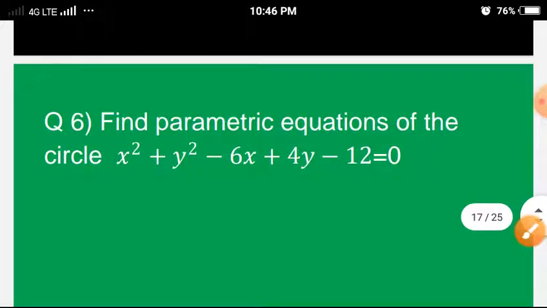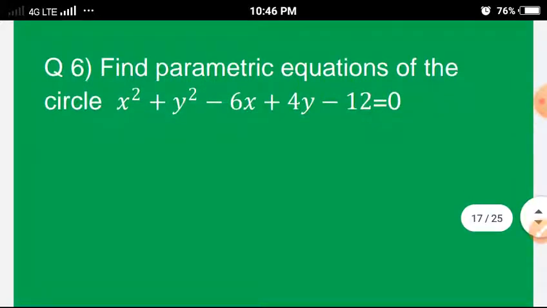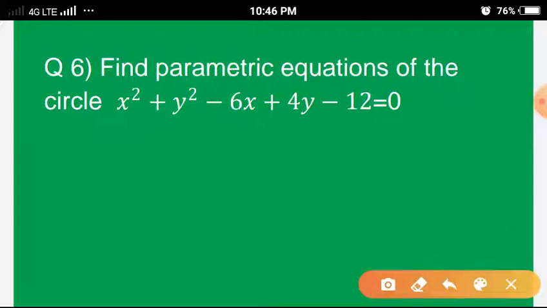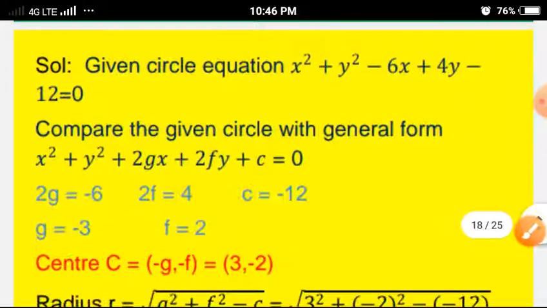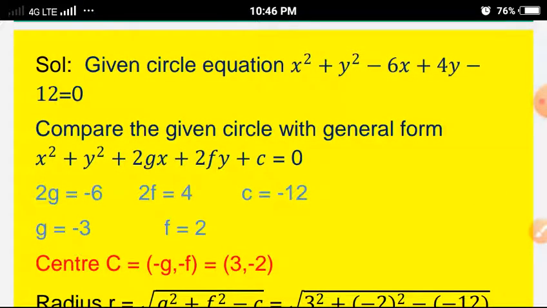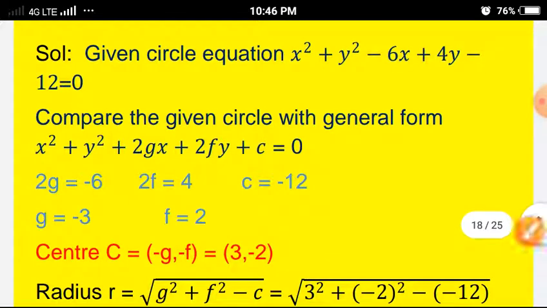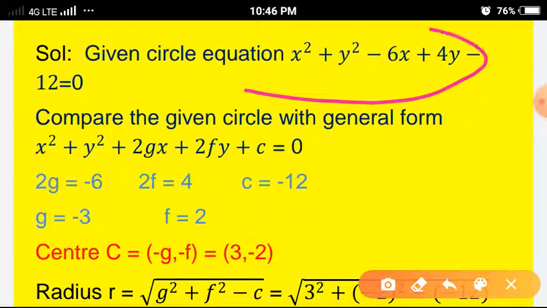Next question. Find the parametric equation of the circle x square plus y square minus 6x plus 4y minus 12 is equal to 0. We have to find out the parametric equations of the given circle. First, we have to write the given circle. Here the given circle is x square plus y square minus 6x plus 4y minus 12 is equal to 0.